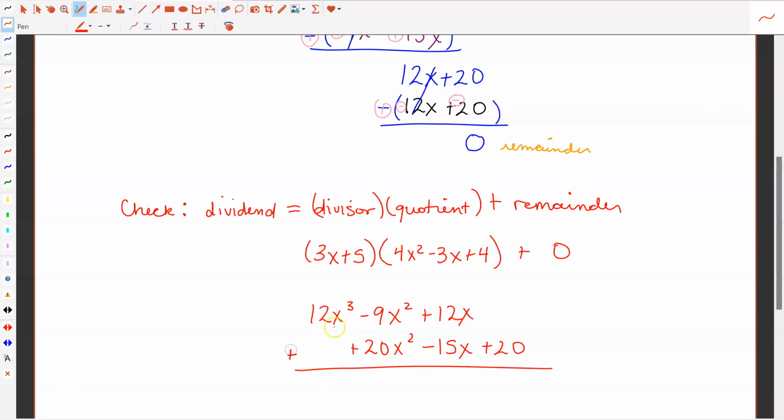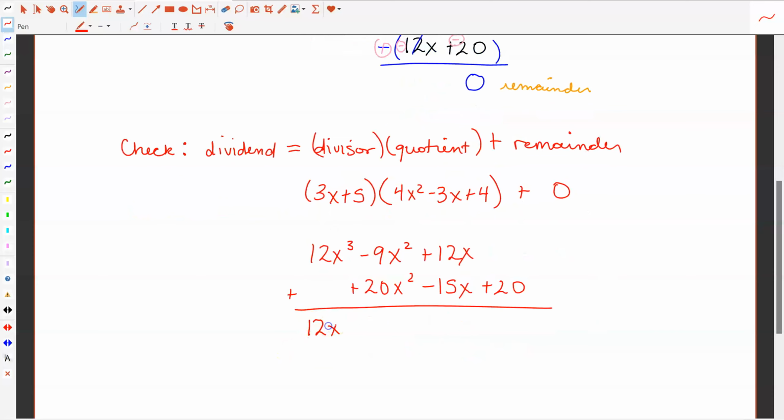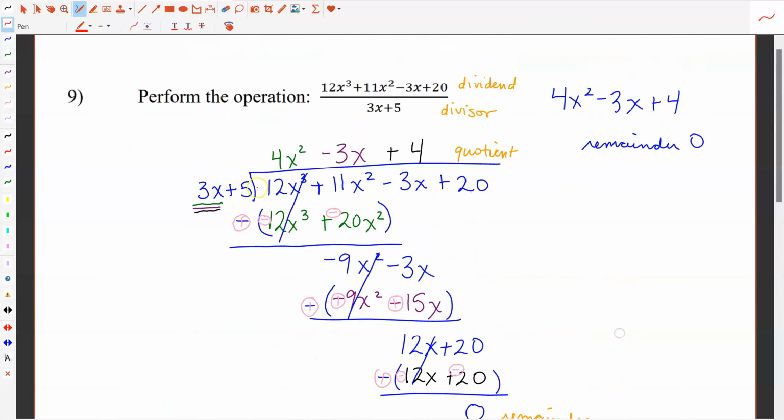So let's add going down. So I'll have 12x cubed plus 11x squared minus 3x plus 20. And if everything is done correctly, and then the remainder would be plus 0, so there's no adjustment for the remainder. And then if this is correct, this should be my dividend. And if we compare that to what we were originally given, it was. Okay, so the whole process checks out.